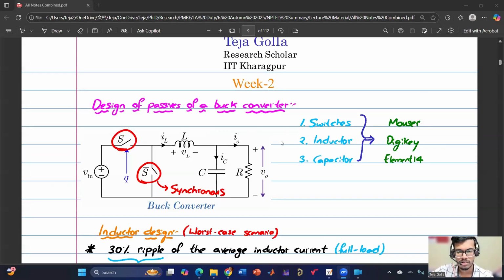Any doubts in week one? Week one is just a simple introduction to switch mode power converters. Sir, in week one, other than this, switched capacitor converters were mentioned briefly in the videos.